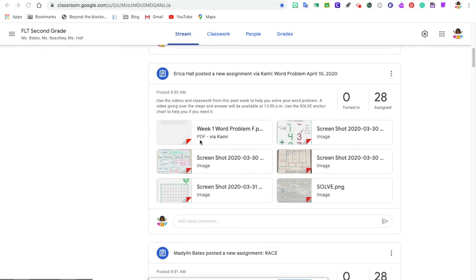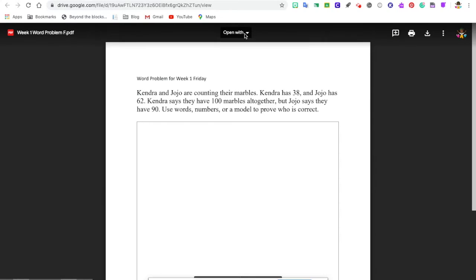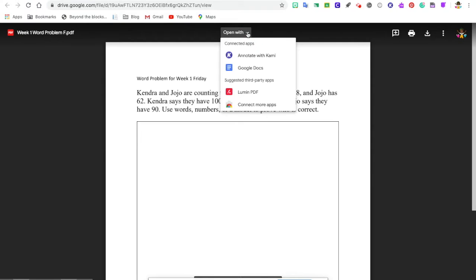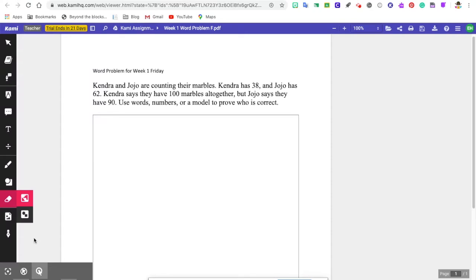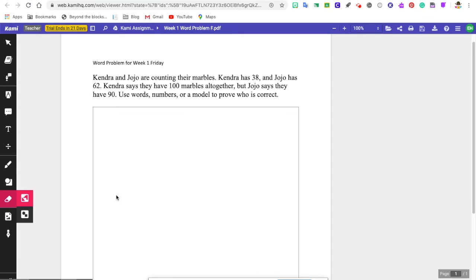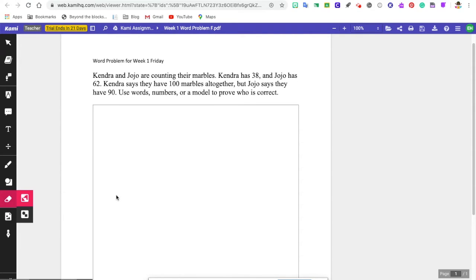Alright, so we have one last word problem for this week, so let's get started. Same steps as yesterday. For mine, I have to right click and click open with Cami. Then it'll open up as a PDF. At the top, it's going to say open with, and you have some options. We're going to click open with, annotate with Cami. When it opens up, it should look like this. And if you open it up in a Word document, it should also look like this.